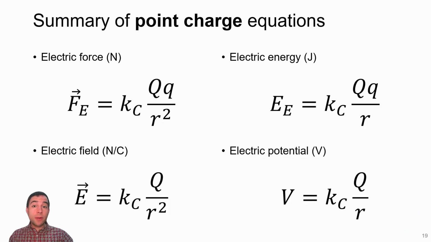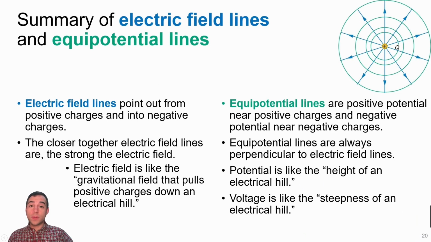So here's a summary for all of your equations for a point charge. 2 point charges will feel an electric force. 1 point charge will generate an electric field. 2 point charges will have an electric energy between them. And 1 point charge will generate an electric potential. And here's a summary of the rules for your electric field lines and equipotential lines as well.